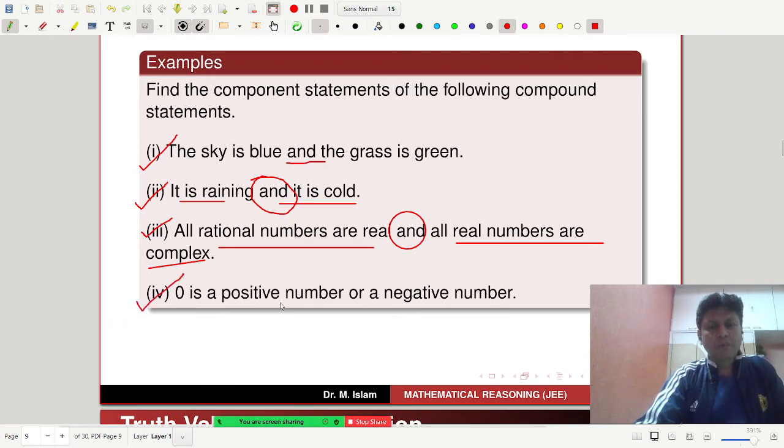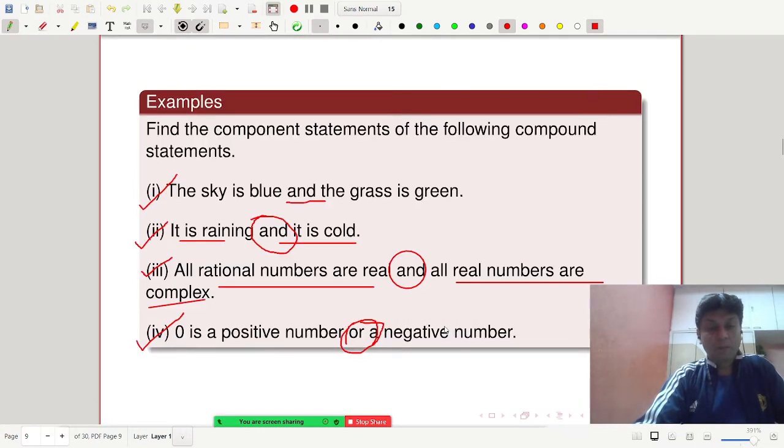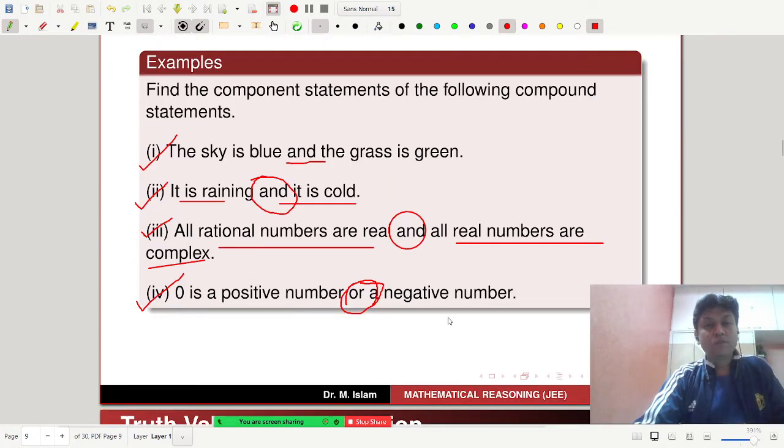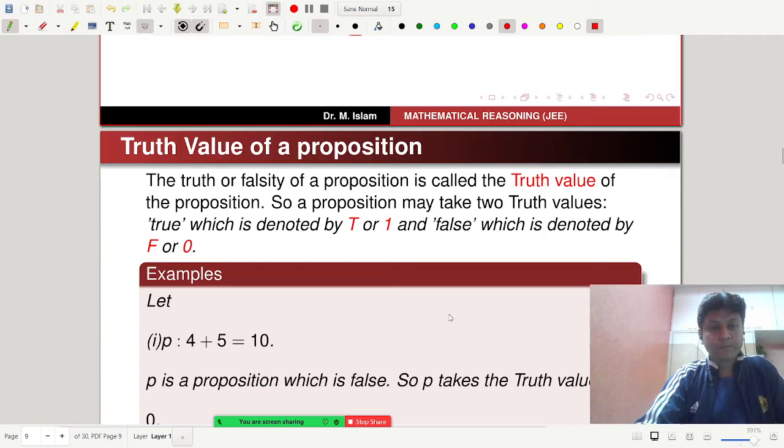Next is 0 is a positive number or a negative number. You are connecting two component statements. One is 0 is a positive number, and another component statement is 0 is a negative number. So you are connecting them with or, because it cannot be both. So 0 is a positive number or a negative number. This is how you can do compound statements. You can break a compound statement into component statements, or you can join component statements to form compound statements.